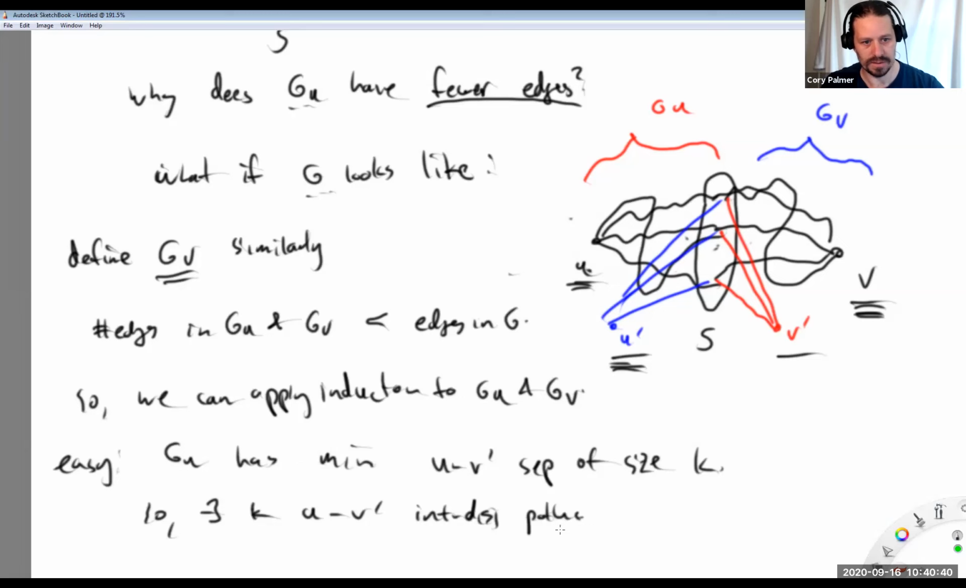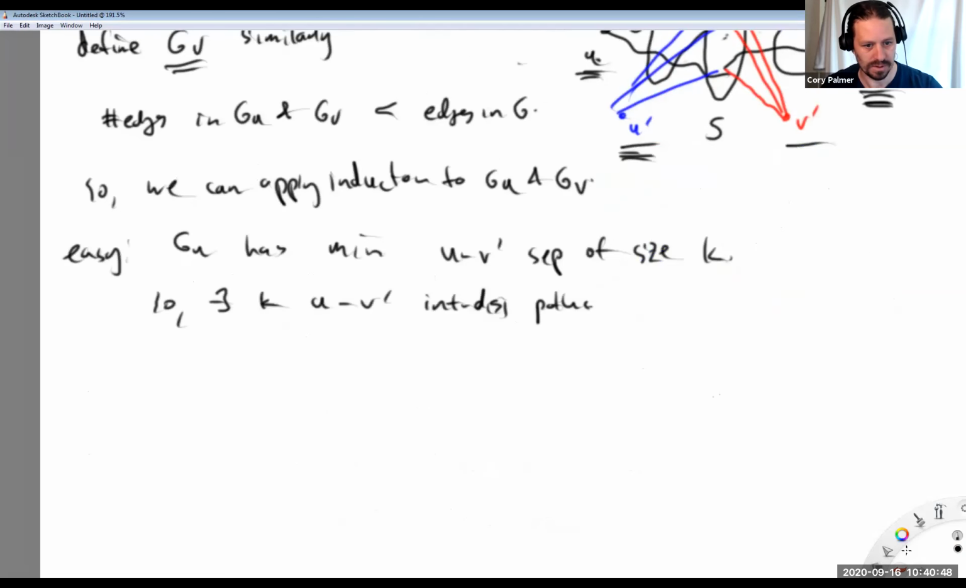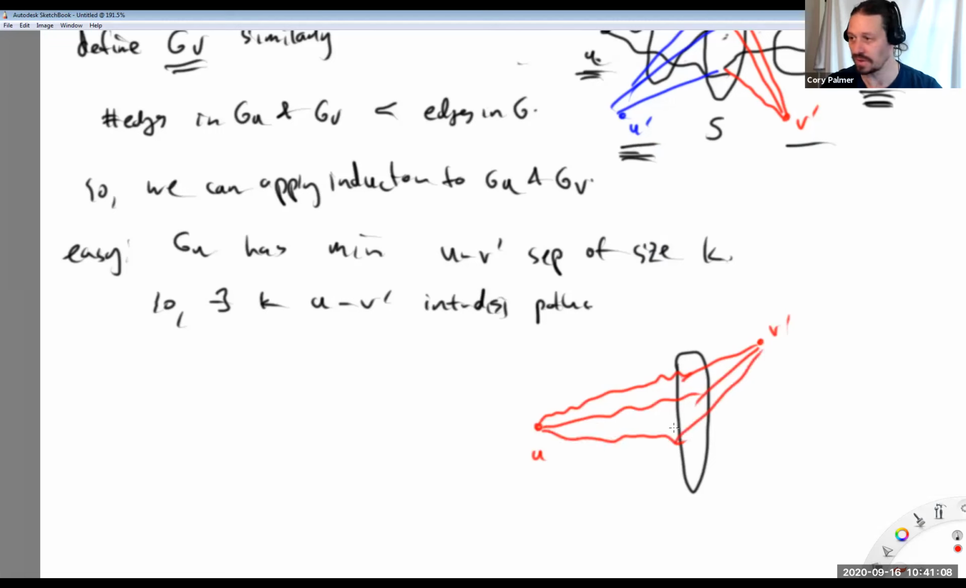But that's great because, okay, I got to draw another picture. I can't add on this one. But we're going to have a collection of paths now. So when I apply induction to GU, it finds me paths from U to, I'm going to write this V prime. They're internally disjoint paths. How do they look? They travel to here and then they go there. They travel to here and then they go there. They travel to here and then they go there. That's what they all look like in GU.